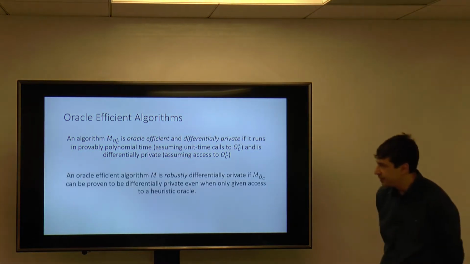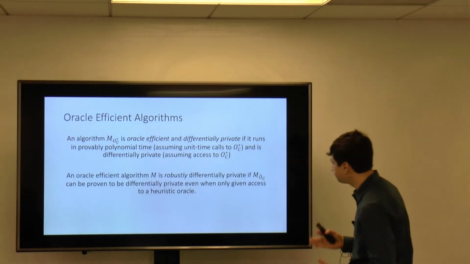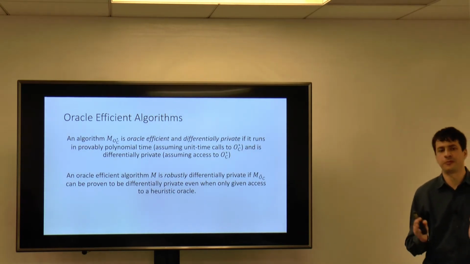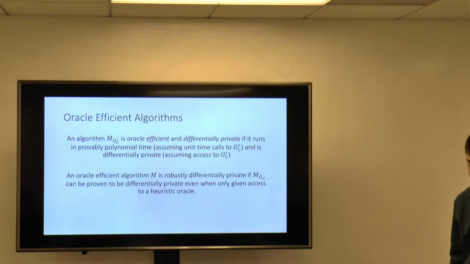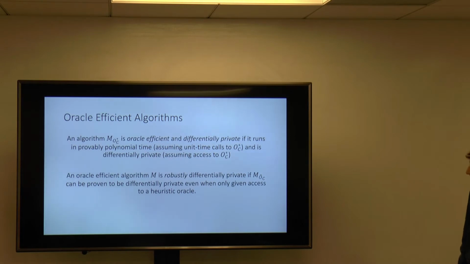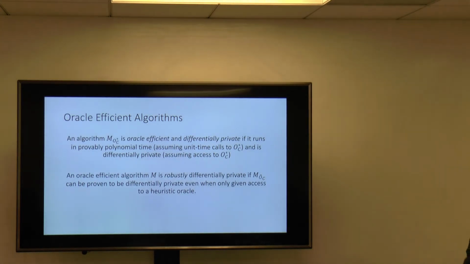A better guarantee is if I could say that the algorithm was robustly differentially private. And by that I mean an algorithm whose proof of privacy does not depend on the correctness of the oracle. Okay, so it's going to be robustly differentially private.